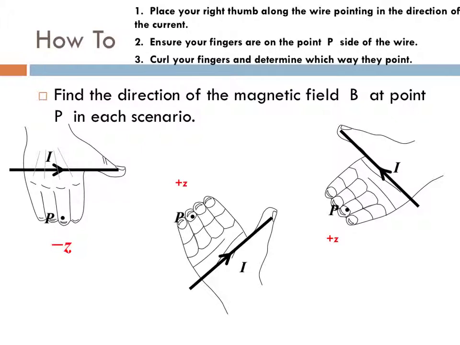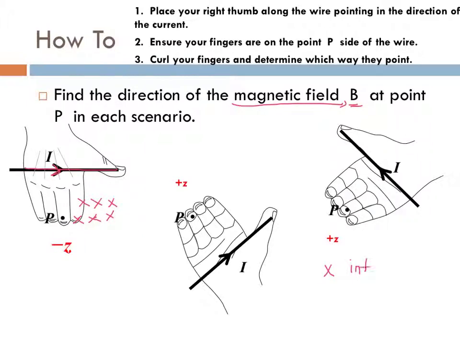So here we're going to do a couple of examples, and we're asked to find the direction of the magnetic field, which is represented by B, at point P in each scenario. Again, using the right-hand rule, we're going to put our thumb in the direction of the current. So here's our wire. Our current goes to the right, so our fingers are going to wrap around that wire. And at point P, we can see that our fingers are going into what we call into the page. So we're going to represent this by crosses. Into the page is represented by a cross.